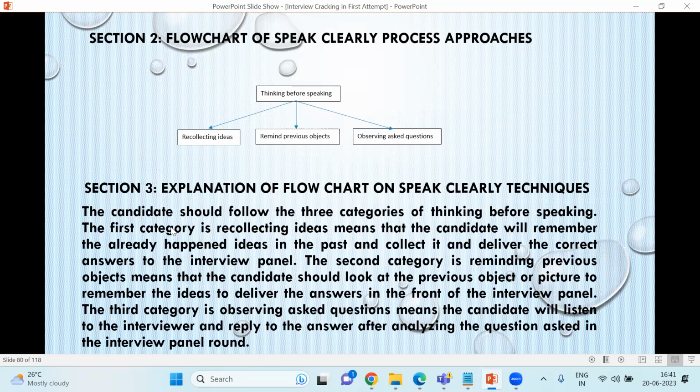So Section 3 is all about the three categories that have been discussed, and we should follow these three categories to be perfect in the interview process. So we'll move to the next slide.